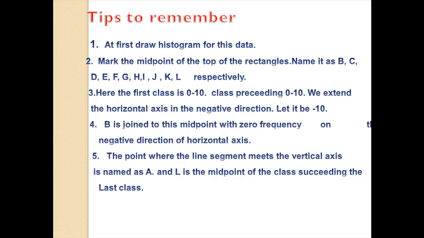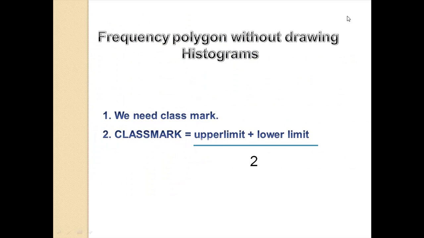Tip number 4: B is joined to this midpoint with 0 frequency on the negative direction of the horizontal axis. Tip number 5: the point where the line segment meets the vertical axis is named as A, and L is the midpoint of the class exceeding the last class.